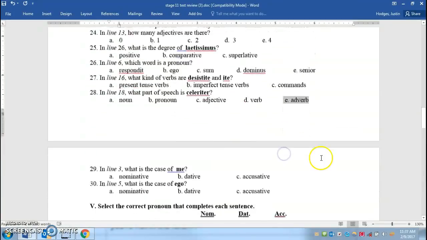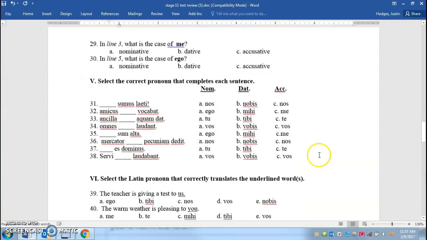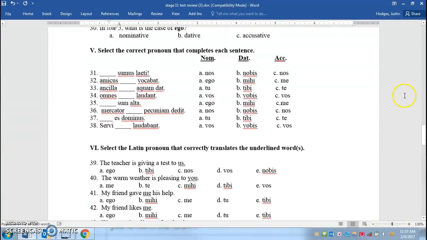All right, moving on to section 5. If this is confusing to you, check out the section 2 video if you haven't already. This is basically asking you to fill in what part of the sentence is missing. Generally with these, you can tell what part is missing just by which word is missing. You see, "blank sumus laeti." Sumus means "are," and laeti means "happy." So we're clearly missing a subject, and subjects are always nominative.